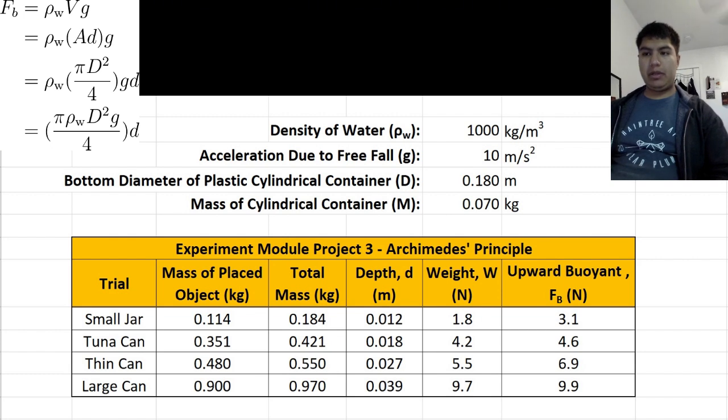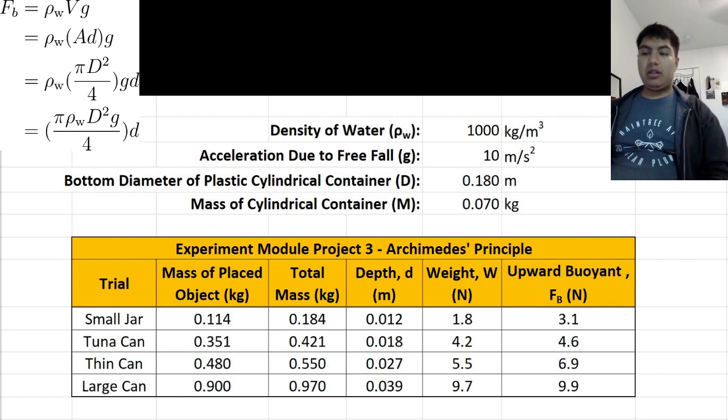Then to calculate the upward buoyant force, this actually is a bit more involved. We have simply multiplied the density of the water with the portion of the volume of the object that was submerged, along with the acceleration due to free fall. To determine the volume, because it's a cylinder, that's simply going to be the cross-sectional area of the cylinder along with the length of the container that was under the water, or the depth. To find the area, we have simply done pi times the bottom diameter of the container, squared, and then we have divided it by 4.